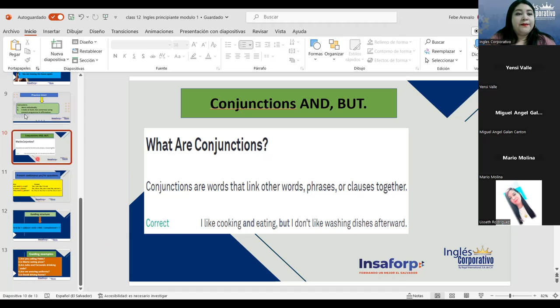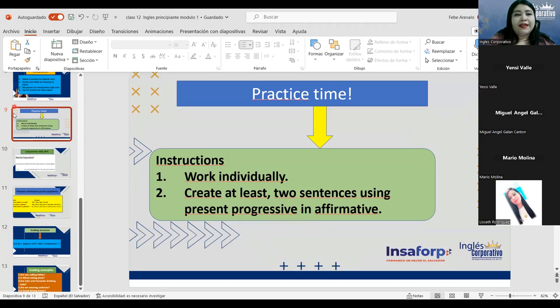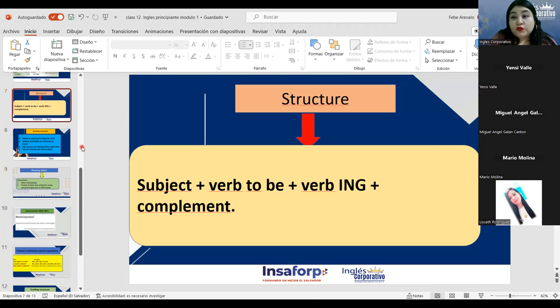Okay, now, before we move on, I'm going to let you practice in this one. Antes de movernos a los siguientes temas, all right? Porque sí tenemos que terminar la plataforma ahora. I'm going to ask you, esto va a ser tarea, okay? Para el día lunes me las van a entregar. 2 sentences using present progressive in affirmative. Presente progresivo en afirmativo, que es la estructura que acabamos de ver, okay?